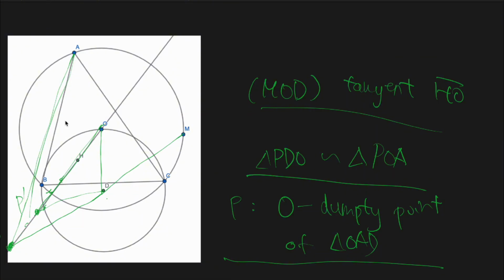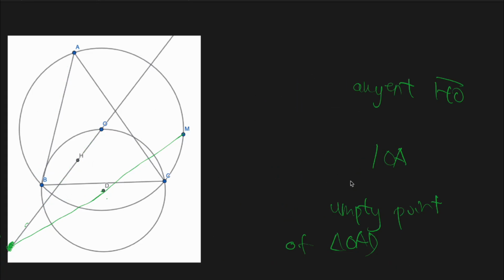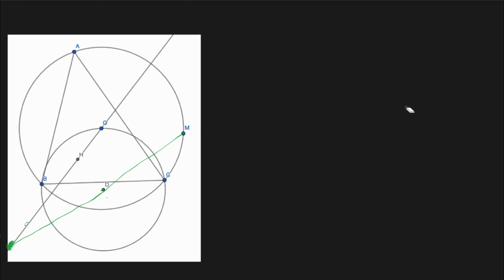Okay, this is more of a minor transition, but again, we have transitioned the problem once more. Now we are seeking to prove that the O-Dumpty point of triangle OAD lies on OH. By the way, you don't have to know anything about Dumpty points. The only reason I used this was to show the uniqueness of the Dumpty point.